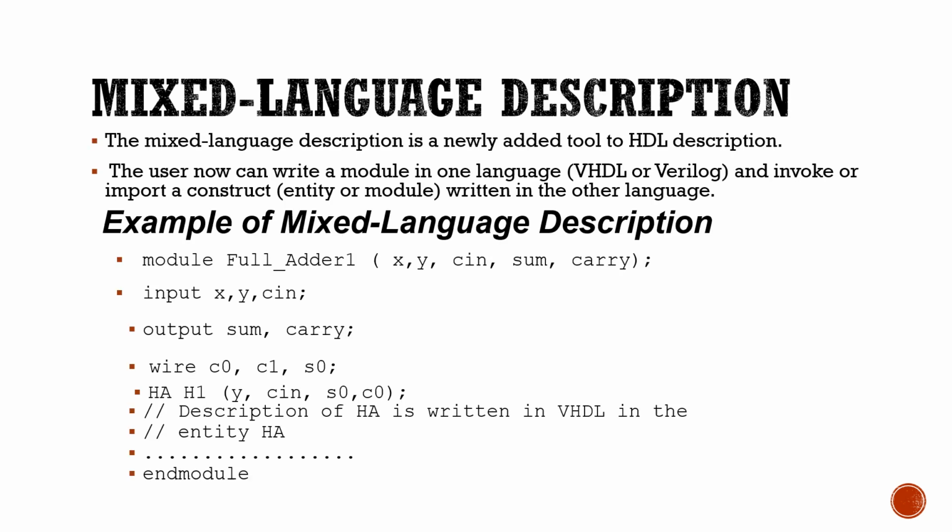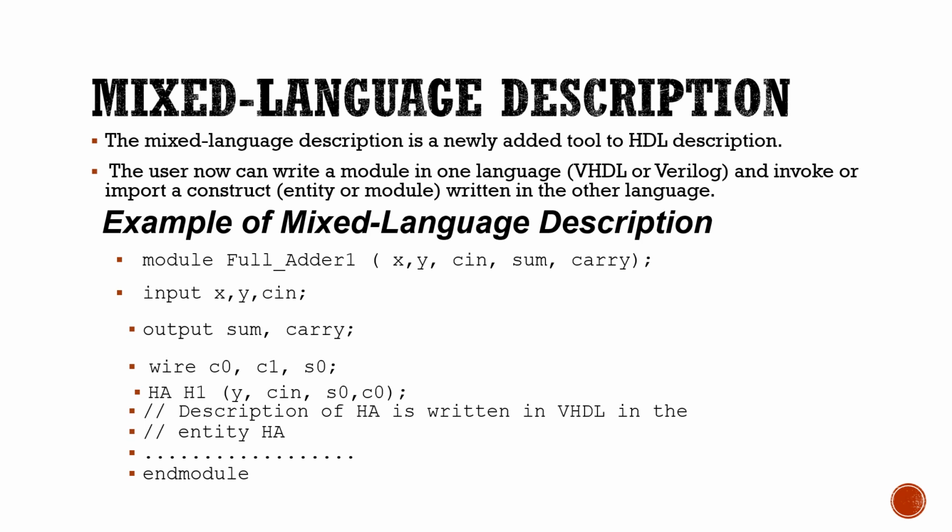Next type of description is mixed language description. Mixed language modeling allows designers to use Verilog and VHDL together in one project. This is useful when reusing existing IP blocks written in different HDLs.